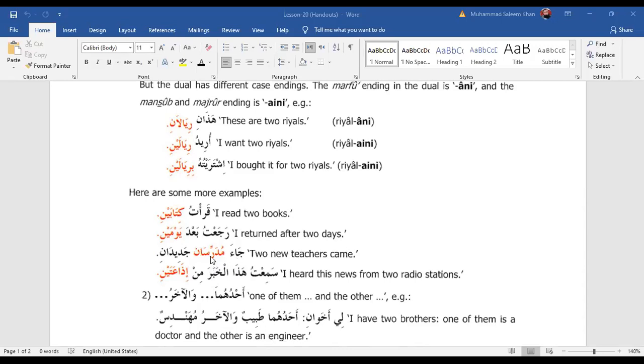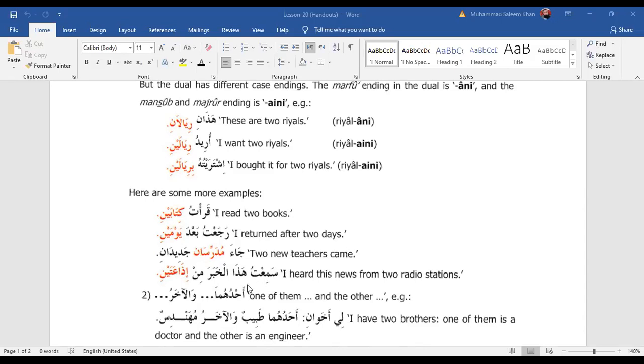And we know that when we talk about the dual sound, the doer will always be on the wazn of ani, as we can see here. So Ja'a mudarrisani jadidani, 2 new teachers came. All right.